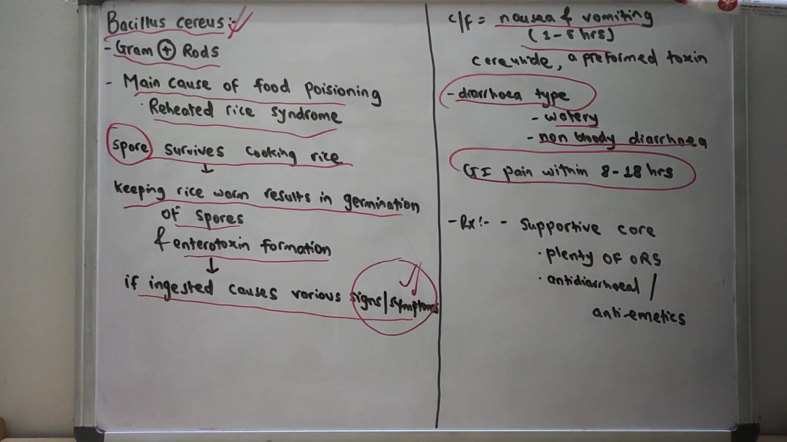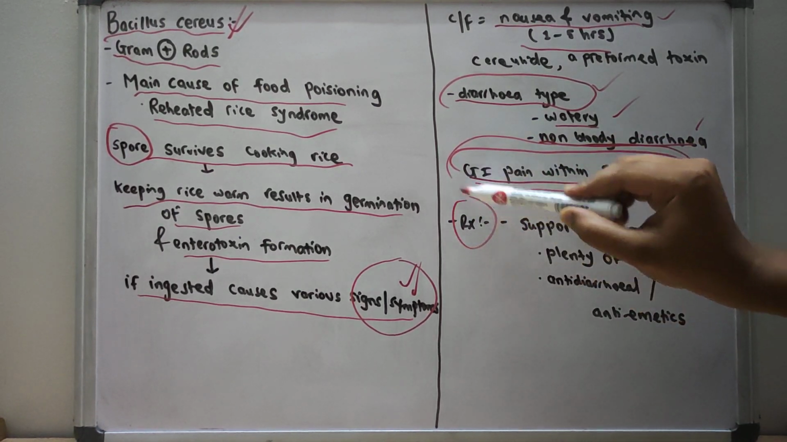So initially there occurs nausea and vomiting, and later diarrhea occurs, and the diarrhea is a watery, non-bloody type of diarrhea, and after that there is the GI pain, gastrointestinal pain.